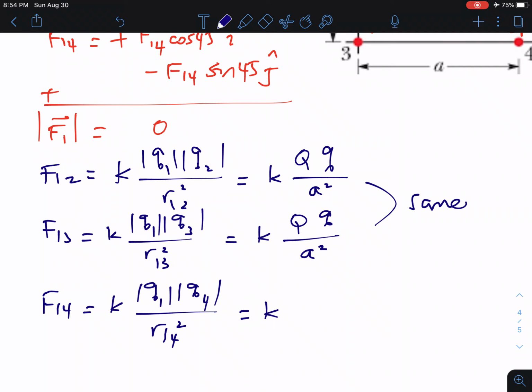It's going to be K. Q1 comes out as Q. And Q4 was negative 2Q. It's in the absolute value, so it comes out as positive 2Q. Divided by, is it a squared?